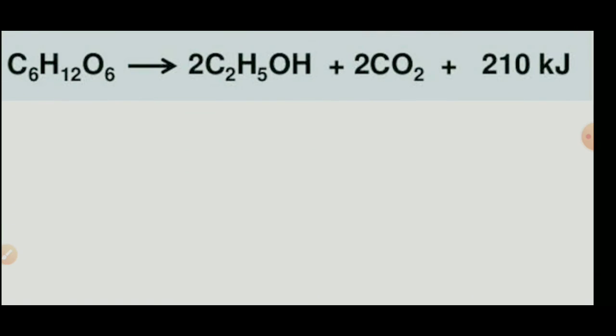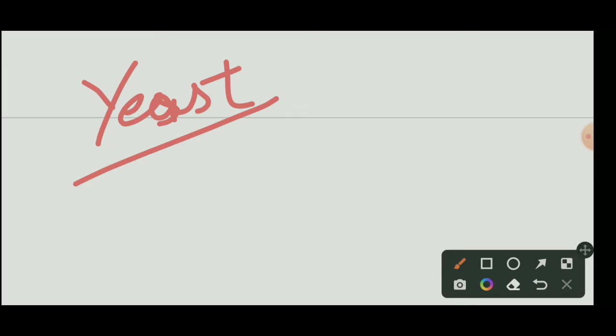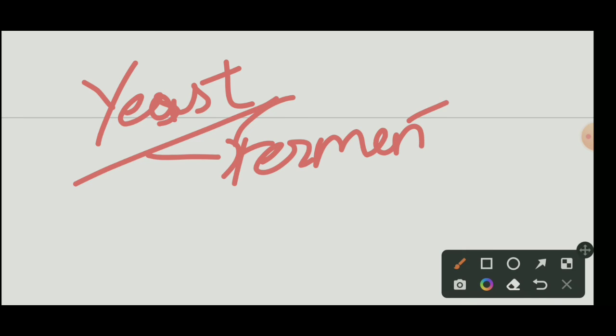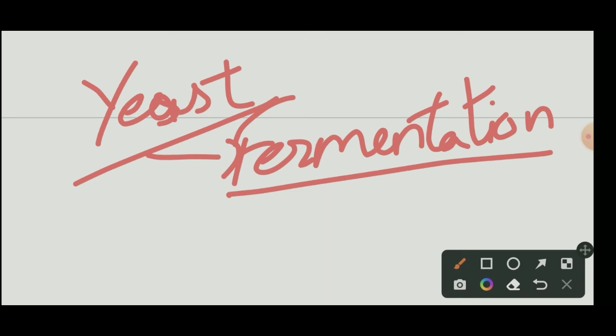But the main thing you need to know about anaerobic respiration is that it is carried out by some microorganisms, right? In some microorganisms such as yeast that we have just discussed, it gives out ethanol. The process in which anaerobic respiration occurs in yeast and produces ethanol is called fermentation. Okay, the fermentation is carried out by a complex enzyme called zymase.